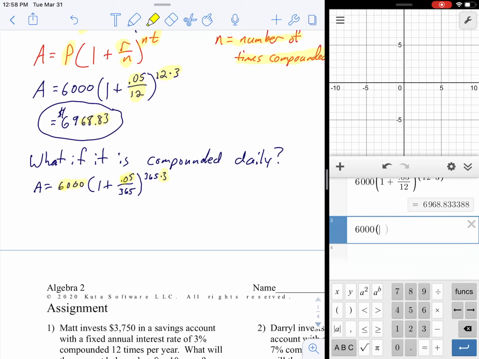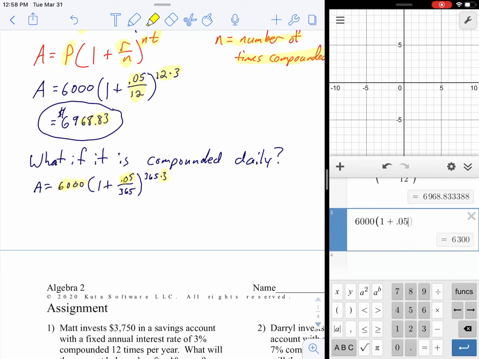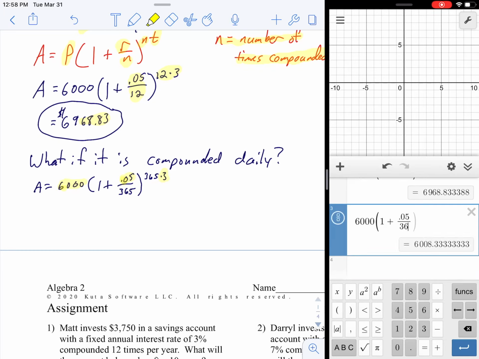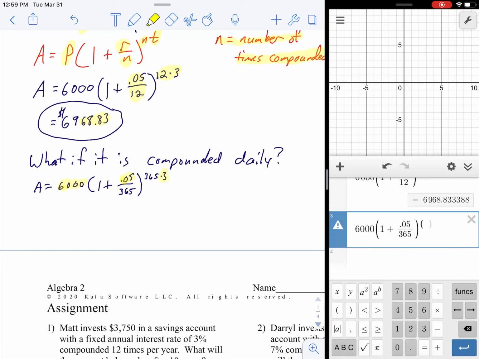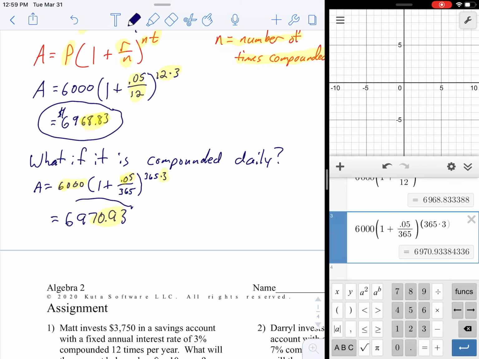6,000 parenthesis 1 plus 0.05 divided by 365, and then that is raised to the 365 times 3 power. This works out to be $6,970.93. Slightly more than the previous one, only a couple of dollars, but again, a couple of dollars in thousands and thousands of transactions really adds up to a lot of extra profit for the bank.